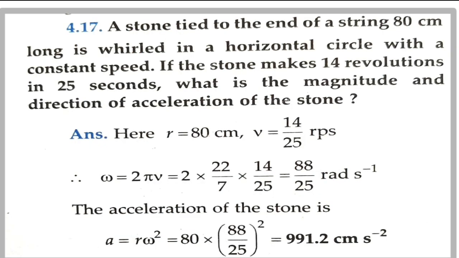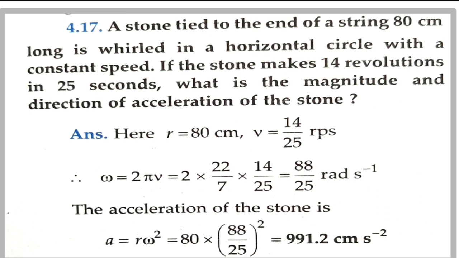Now coming to a similar problem from the textbook, that means exercise 4.17. A stone tied to the end of a string 80 centimeter long is whirled in a horizontal circle with a constant speed. If the stone makes 14 revolutions in 25 seconds, what is the magnitude and direction of acceleration of the stone? So a simple example is given, a stone is tied to a string. String length is given. That length of the string comes as what? Radius.